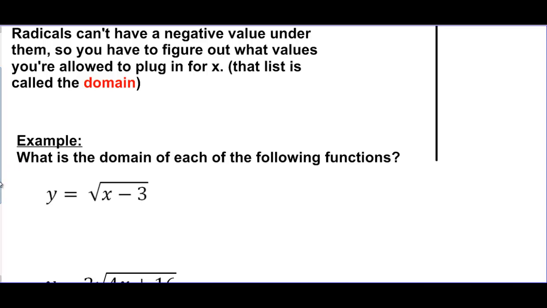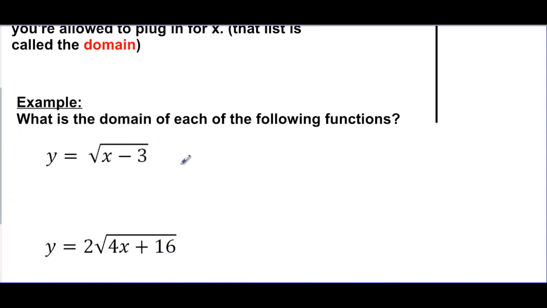So in this example down here, I want to plug in some values, and so I'm really trying to figure out, well, what is the domain? The domain is the list of numbers that we're allowed to plug in. So I'm going to say, well, x minus 3 is allowed to be 0, or it has to be positive. So I'm going to say that it can be greater than or equal to 0. If I add 3 on both sides, x has to be greater than or equal to 3.